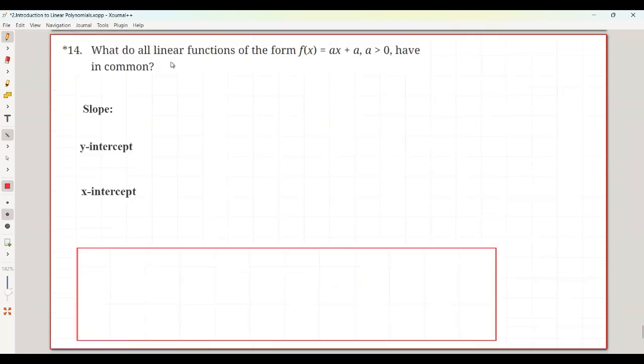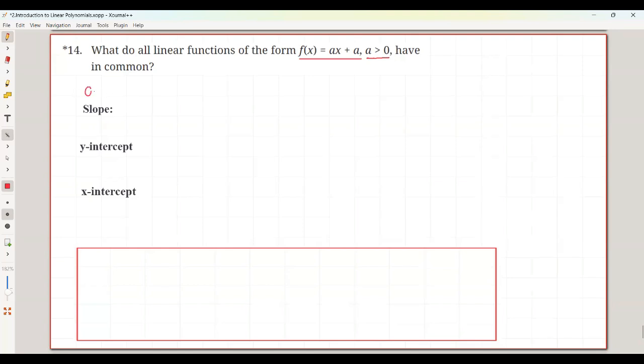So what do all linear functions in the form of ax plus a have in common? This linear function is given, f of x is equal to ax plus a, where a is greater than 0. Have in common, so common property. So we're going to just check the common property or common condition.